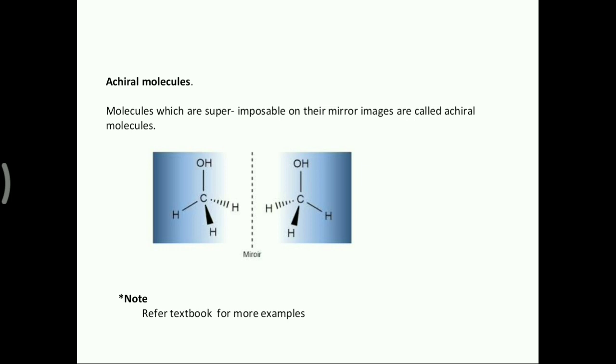Molecules which are superimposable on their mirror images are called achiral molecules. Here I have taken methanol as an example. Both are mirror images and I can easily superimpose them. Then we say it is an example of an achiral molecule.